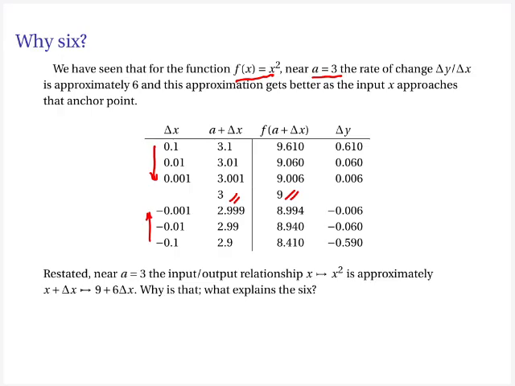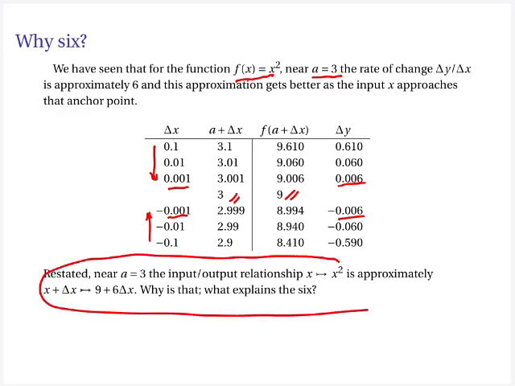And I don't have a delta y over delta x. Instead, I wrote it just as simply as delta y, and I think this makes it a little clearer, what a person can see is that it's getting to be the case that the delta y's are 6 times the delta x's, both in the positive and negative direction. So restated, near a equals 3, the input-output relationship is x goes to x squared is approximately 3 plus delta x goes to 9 plus 6 delta x.